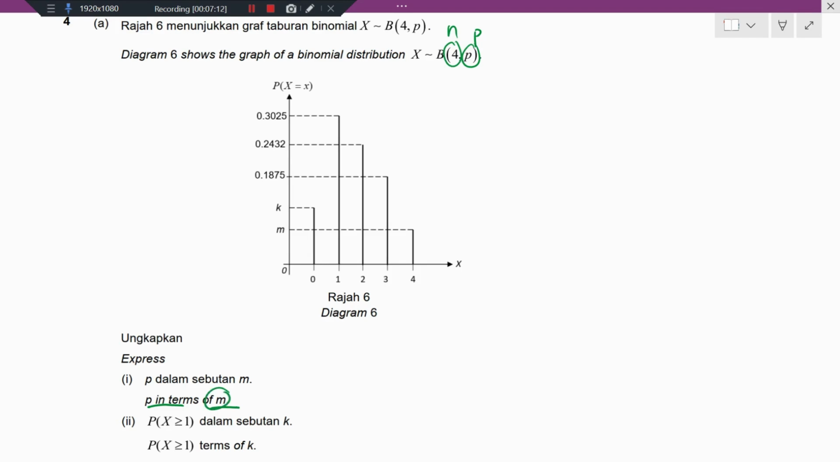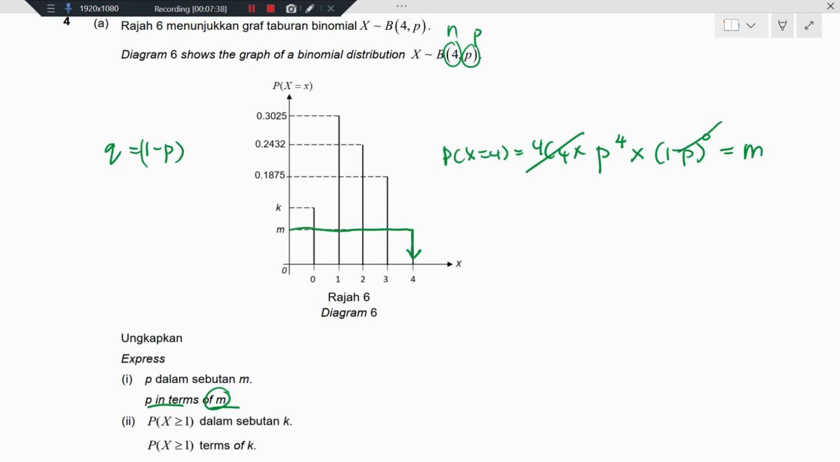So use that M. If we want to use M, we must use the probability of getting 4. So probability X getting 4 is 4C4 multiplied by the probability of success, which is P to the power 4. For this type of question, try to avoid using your Q, but instead use your 1 minus P. 1 minus P is power 0, and the answer is M. Correct?